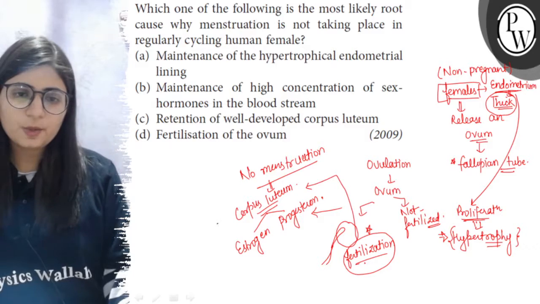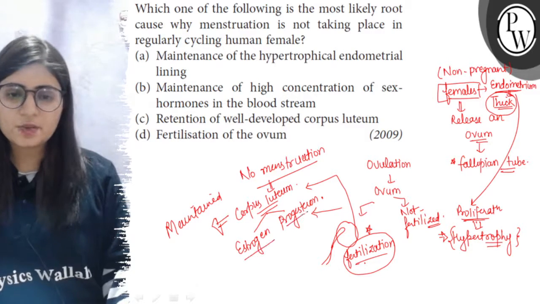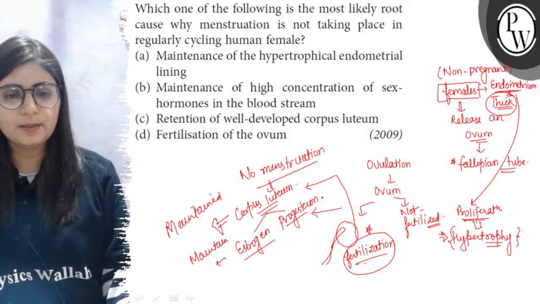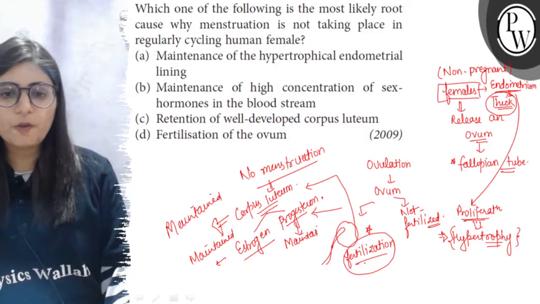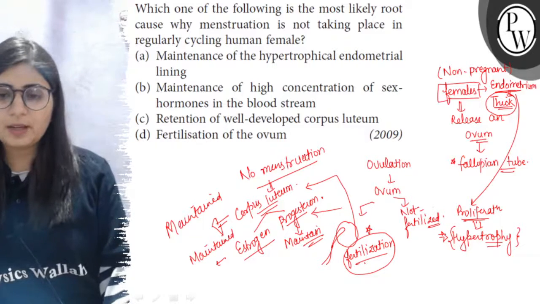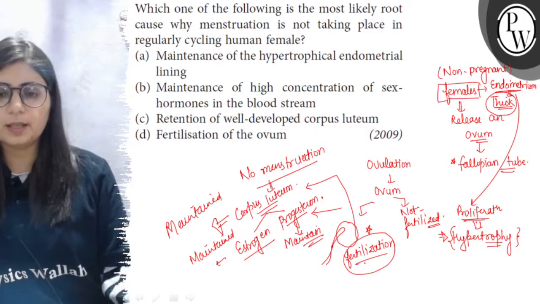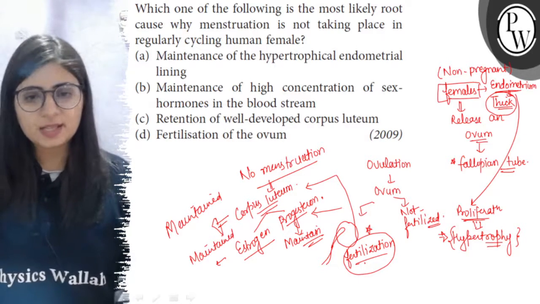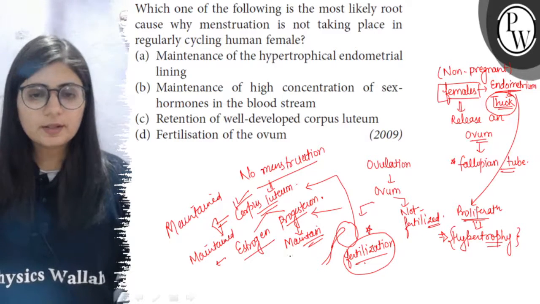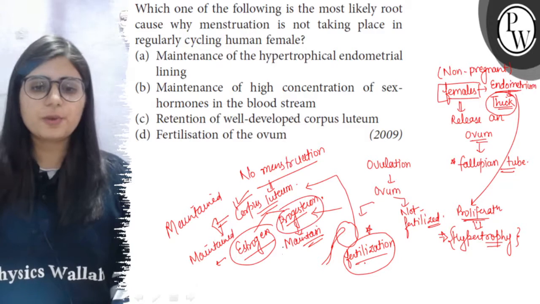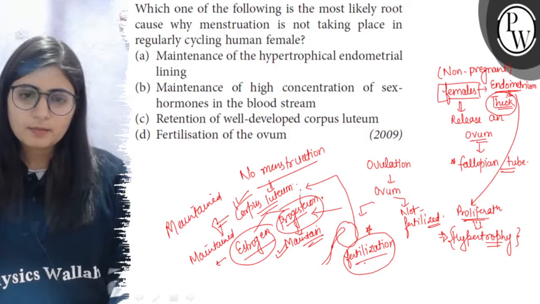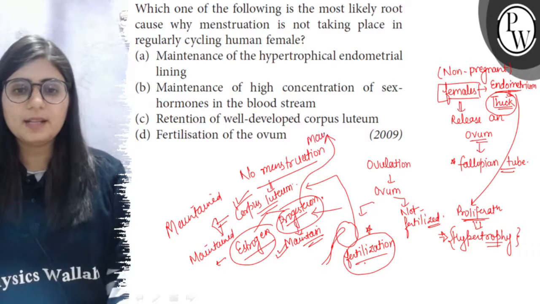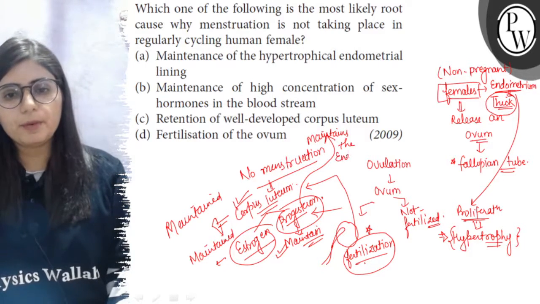So what happens when the female is pregnant, means fertilization has occurred? In that case, the corpus luteum doesn't break, so it is maintained. If the corpus luteum is maintained, then the levels of estrogen and progesterone are also high in the female's blood. And progesterone maintains the endometrium, so it doesn't allow the breaking of the endometrium, which in a non-pregnant female would undergo breakdown. So the corpus luteum secretes progesterone and progesterone maintains the endometrium. It prevents the breakdown of endometrium.